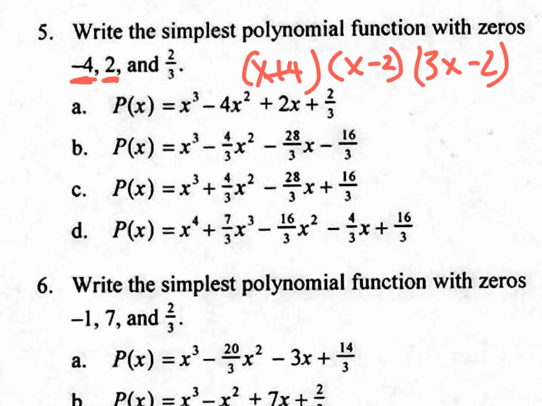Okay, so these are all where the zeros came from. These are where the answers came from. If it were an equation set equal to 0, this is what the factored form would be. So as you can see, none of these answers are in factored form.